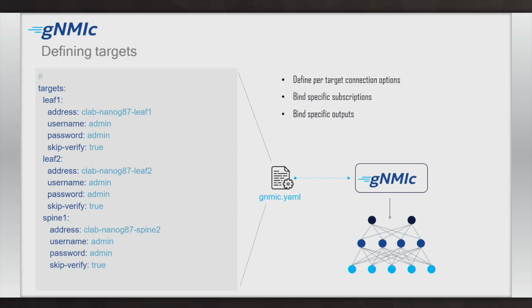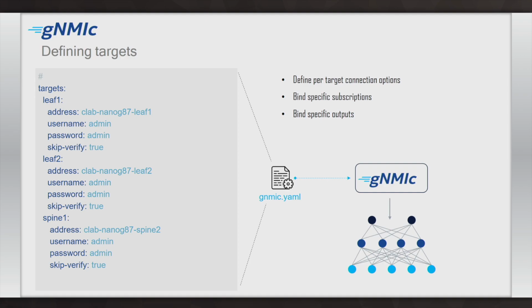The way you would do that in the configuration is you have to define your targets. You have to define your subscriptions and bind them to the targets. You have to define your outputs and bind them to the targets. The way you define targets is like what you see here on the left side of the slide. Under targets, give them a name, address, username, password, how to connect to the router. Basically, there is more than this. You can set the TLS version.